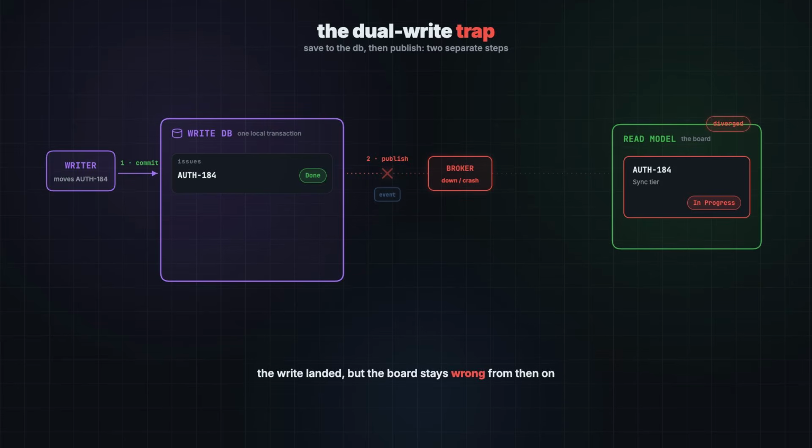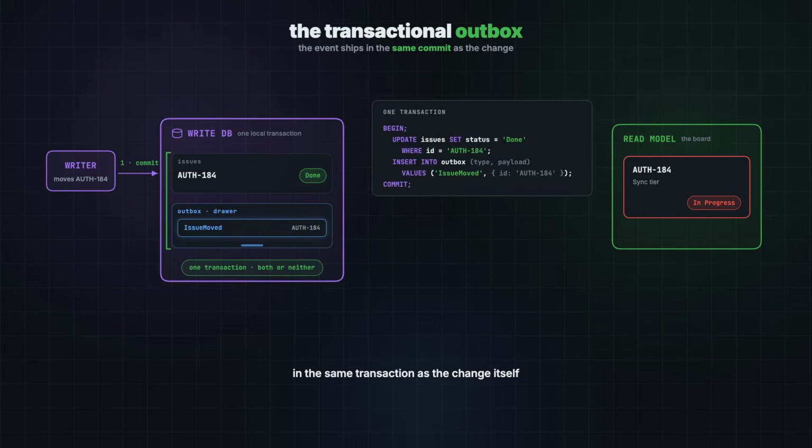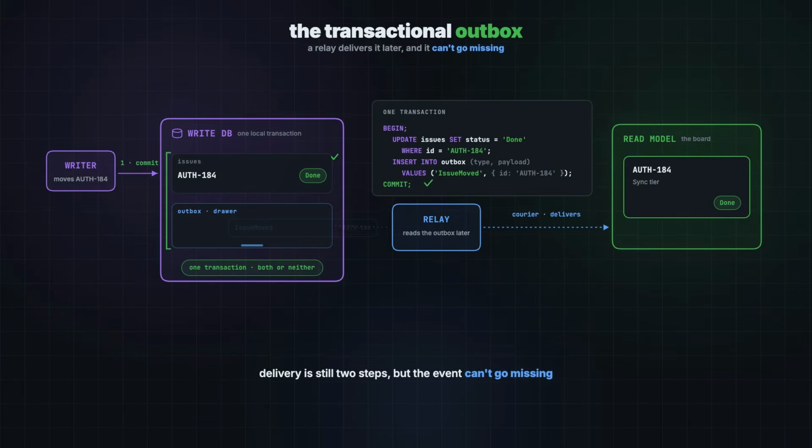The fix is the transactional outbox. You write the event into an outbox table in the same transaction as the change. Now the event only exists if the write committed. Both drop into the same drawer in one motion. So either both are saved or neither is. A separate worker reads that outbox later and hands the event to the messenger. Delivery and the write are still 2 steps, but the event cannot go missing because it was saved with the data in the same commit.